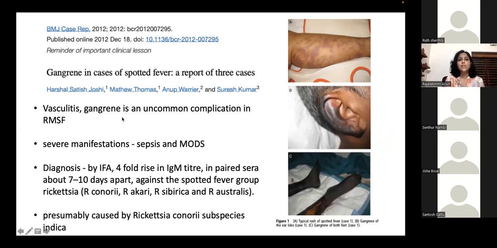They present with vasculitis and gangrene, and it is an uncommon complication of Rocky Mountain spotted fever. All these patients had severe sepsis and multi-organ dysfunction and were diagnosed using an immunofluorescence assay. They noted a fourfold rise in the IgM titer, and presumably this was caused by Rickettsia conorii species indica.